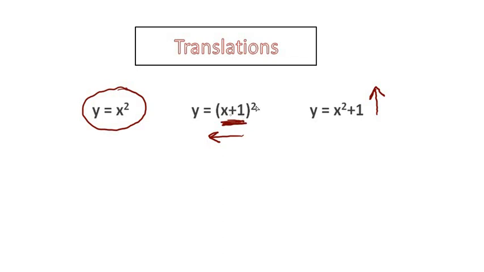So here for this case, the function is shifted to the left by 1 because we added 1 to the value of x. Here we added 1 to the value of y, the whole function, so it is shifted up. The value of y is changed here, while the value of x is changed in this case.